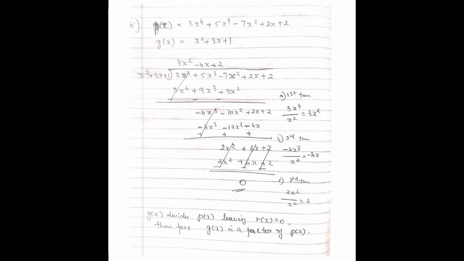So this is the second question, that is 3x power 4 plus 5x cube minus 7x square plus 2x plus 2, and this needs to be divided by x square plus 3x plus 1, and we need to check whether the remainder is 0 or not. If the remainder is 0, then g of x is a factor of p of x. When you carry out the division, as you can see, the remainder becomes 0. That means g of x divides p of x, leaving r of x equal to 0. Therefore g of x is a factor of p of x.